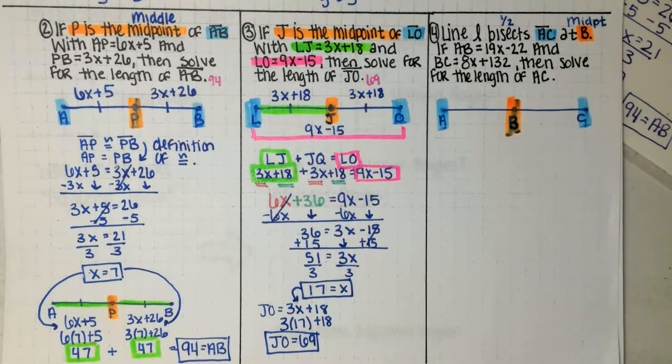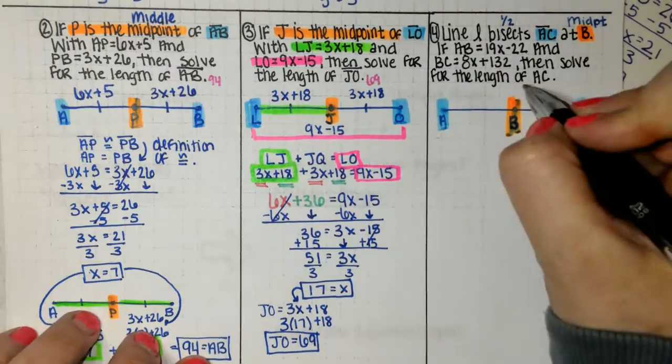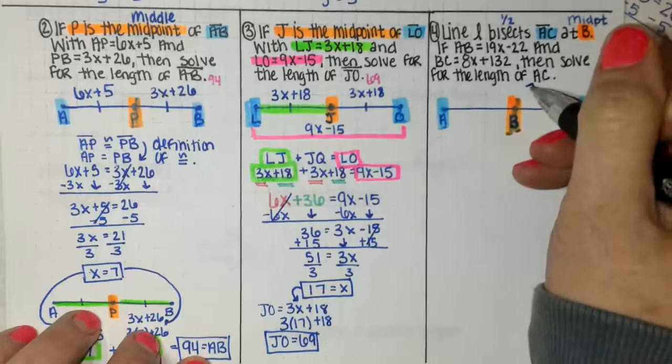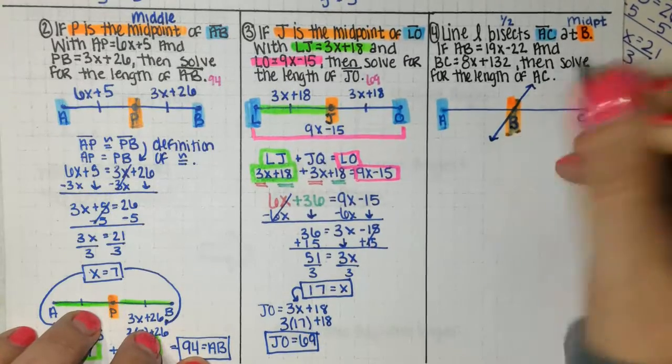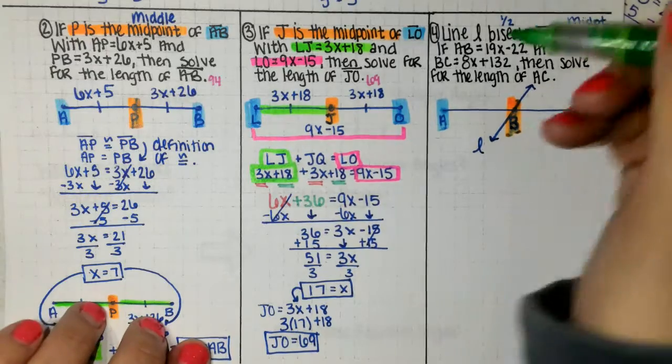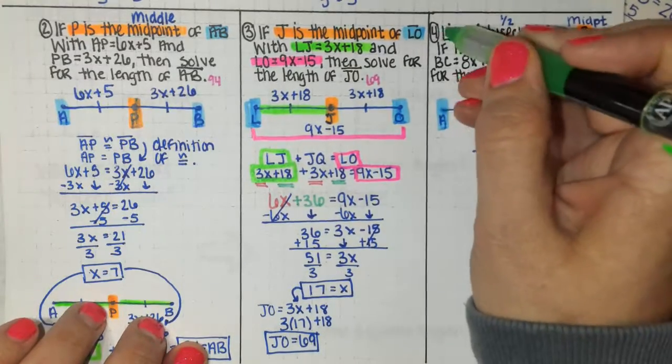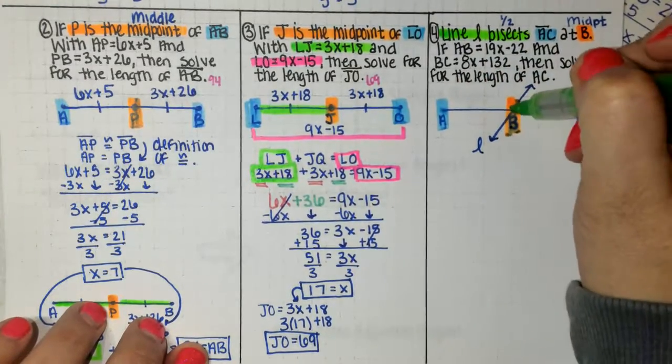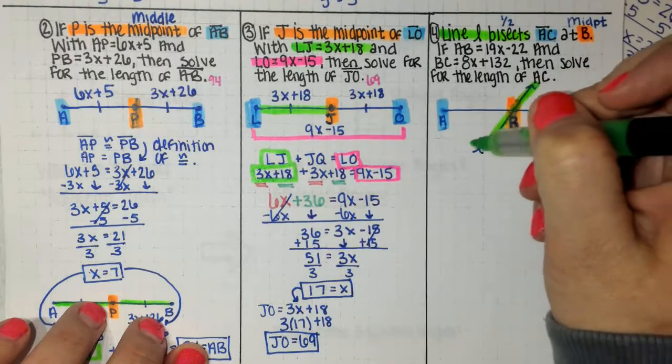All right, now we're going to draw line L. Line L goes through AC. And it doesn't have to be super big and huge. I'm just going to draw a little segment. Here is L. L represents our bisector. So this kind of goes here to here. That's line L.